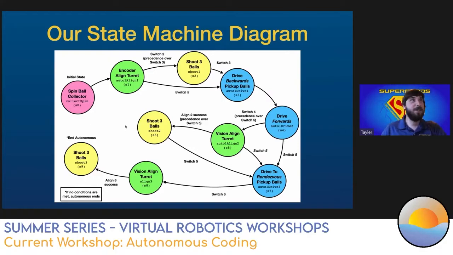To read the state machine diagram, you start here at this initial state. What this is going to do on the field is spin the ball collector. In our code, this command is actually called collect spin. So when we look at the code later, that's what it will be called in the code. And this little S0 here means that this is state 0. This is just a common nomenclature used when you're writing state machine diagrams and working with state machines. From the initial state, after spin ball collector finishes, it'll automatically transition to encoder aligned turret.